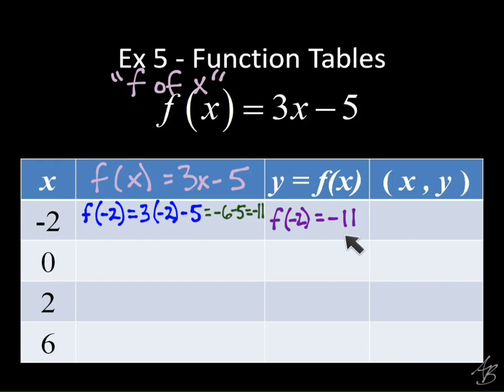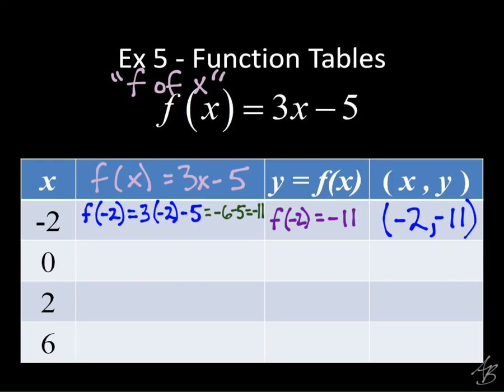So what this means right here is it's the same thing as saying y equals negative 11, kind of like what we were doing in the last examples, except it tells us that the function equals negative 11 when x equals negative 2. So it tells us not only the y value here, but it also tells us the x value. So we can just use this right here to write our ordered pair. We know that x is equal to negative 2, because that's what's in the function here. And we know y is equal to negative 11, because that's what the function equals there.